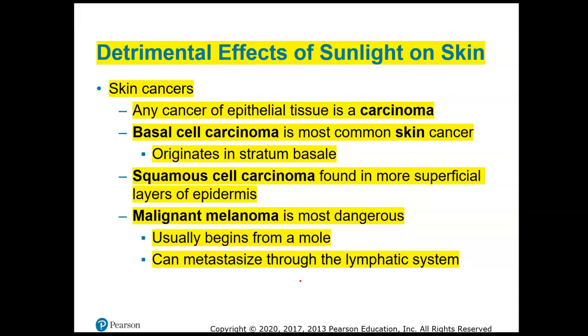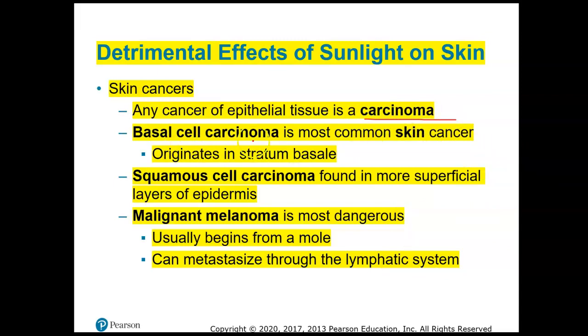So we know we need some sunlight. Our skin needs some exposure to sunlight so that we can produce healthy amounts of vitamin D3. But too much sunlight can also be detrimental. It can cause us to form skin cancers. If the cancer is a cancer of epithelial tissue, so the epidermis, it's called a carcinoma.